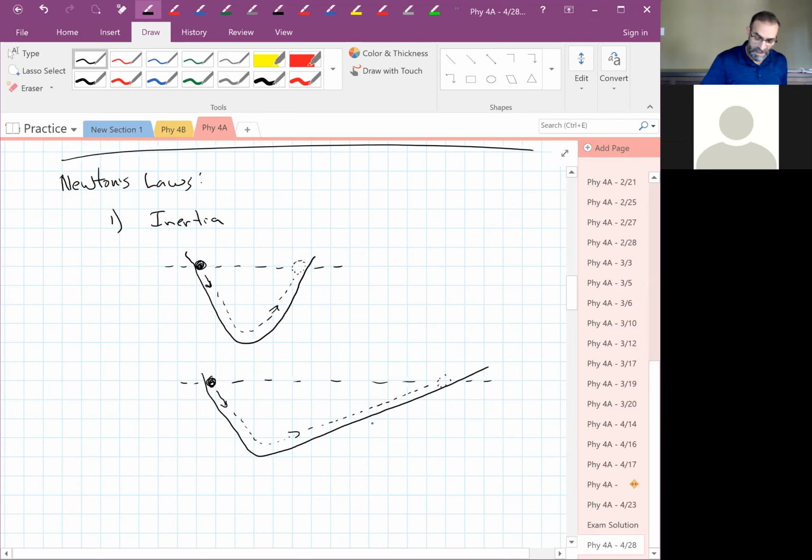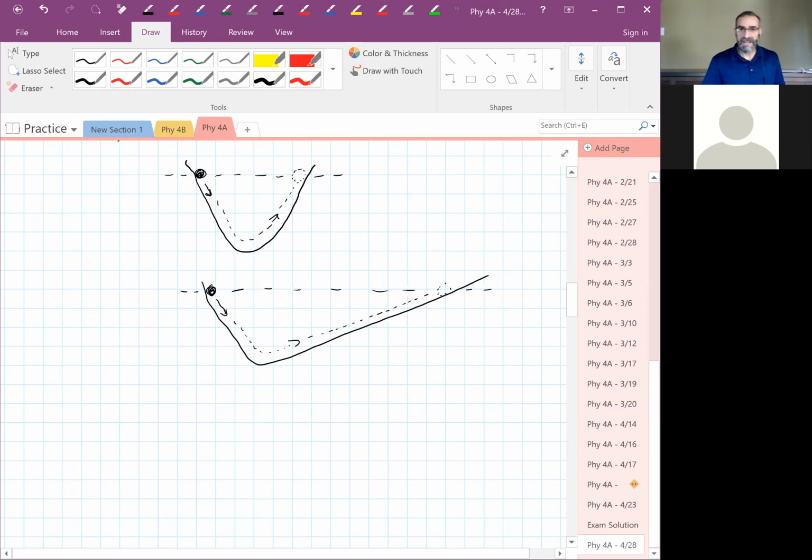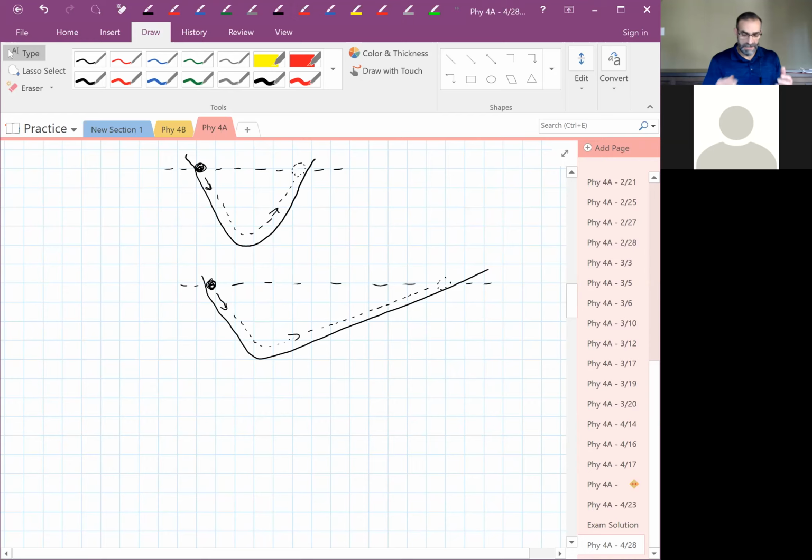And then he thought, well, what if I go one step further and I bend that ramp so it's flat? And I release my ball over here. What's it going to do?